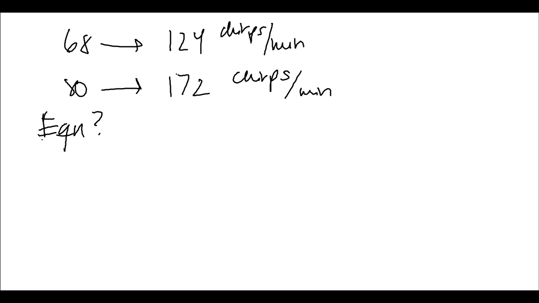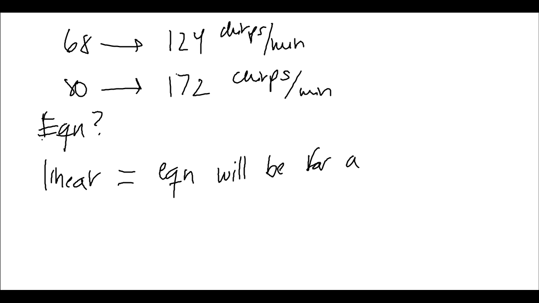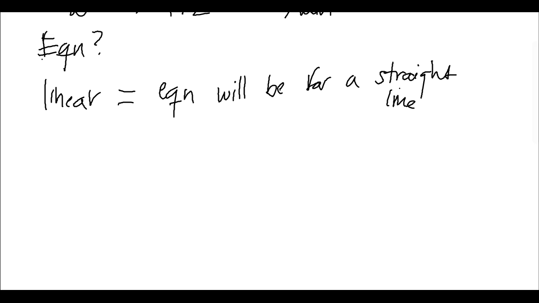So when they tell you that chirps per minute and temperature are related, that the relation is almost linear, linear means that your equation will be for a straight line. I think I told you last time what a linear relation looked like. So linear relations look like ax plus by equals c, and that's just another way to represent a straight line.